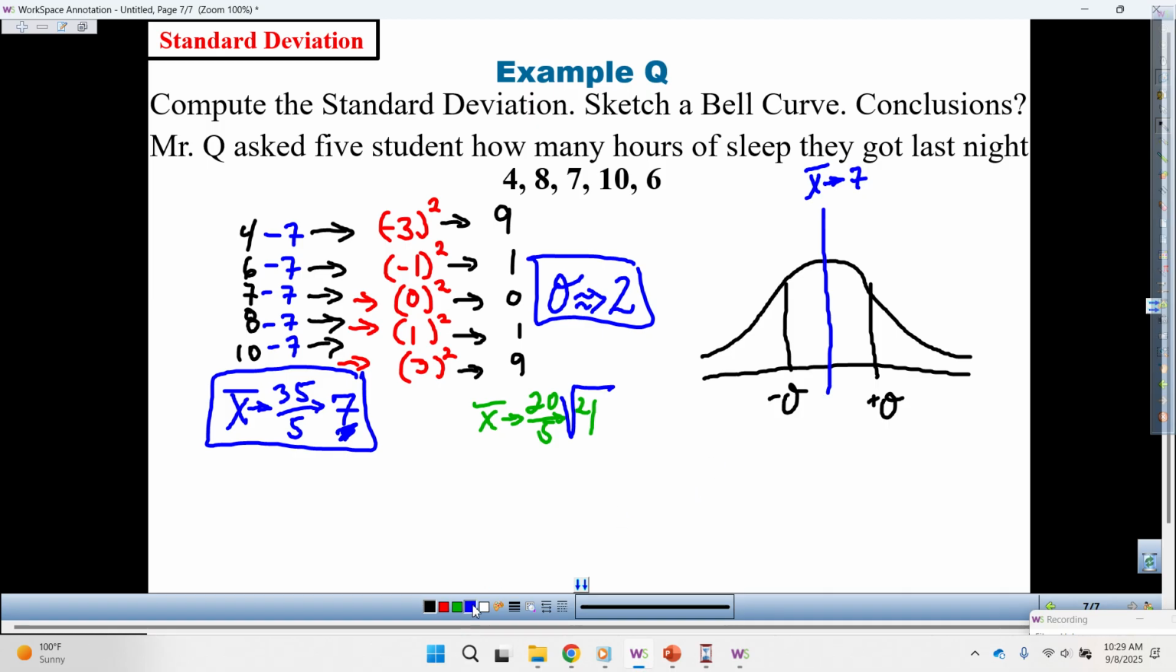So let's see. If the mean or the standard was 7 hours of sleep, and my standard deviation is 2, what number should I write going upward? Talk it over to your neighbor. What number should I write going upward? If the average was 7, the standard deviation is 2, what should I write there? Up. 9, that is correct. 7 plus 2 is 9.